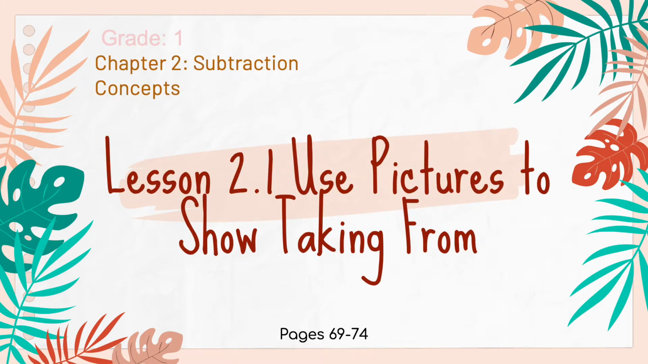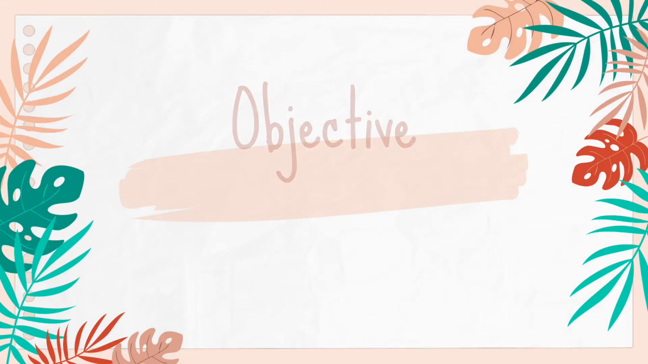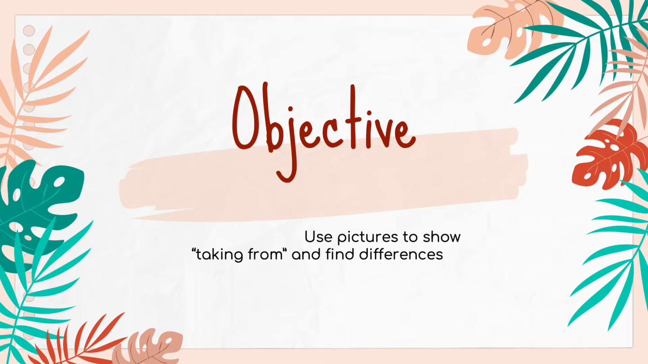We have already started chapter 2, which is subtraction concepts. We are going to start with the first lesson, which is lesson 2.1, and the name of the lesson is Use Pictures to Show Taking From. The pages that we are going to cover today start from page 69 till page 74. Looking at the objective of the lesson, it is to use pictures to show taking from and find differences.